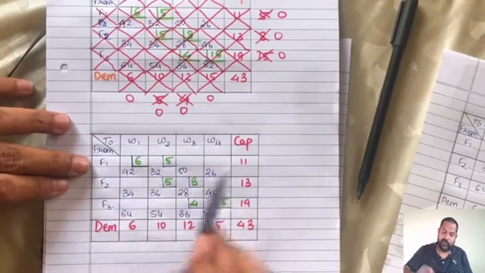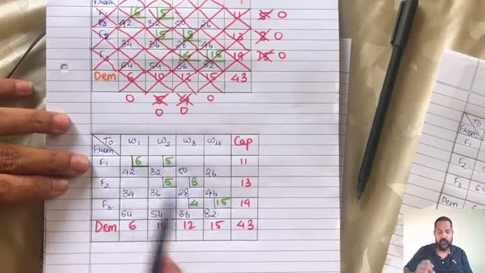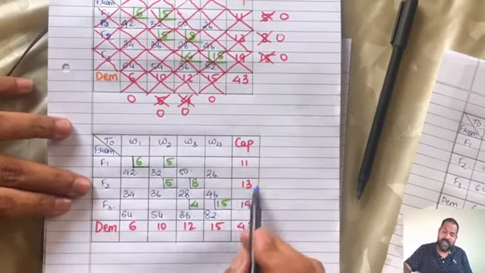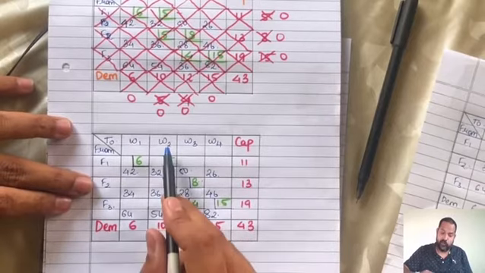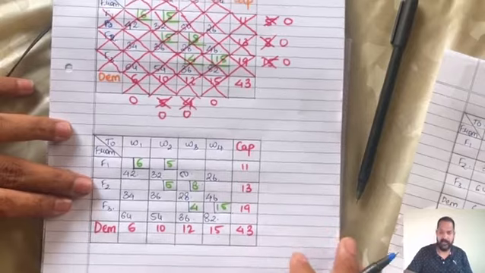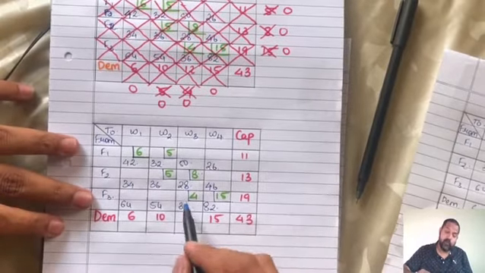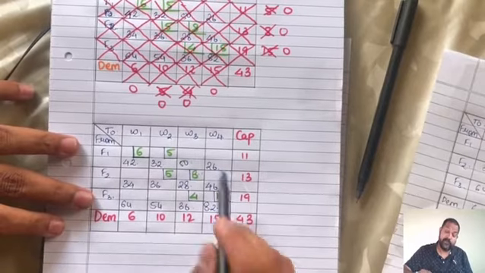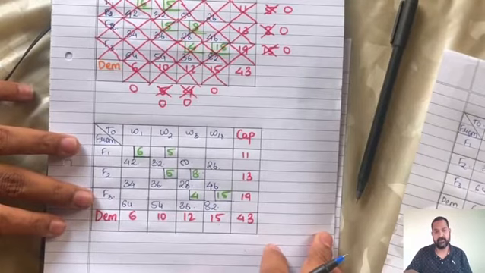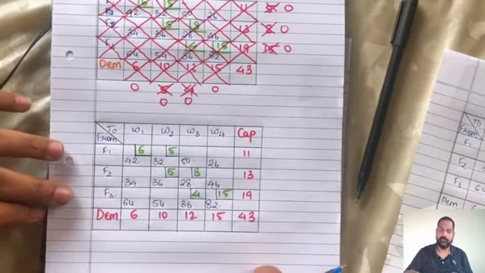F1 had a capacity of 11. 6 units it is giving to W1, 5 units to W2. 5 plus 6 is 11. Sorted. F2 has a capacity of 13. 5 units it is giving to W2, 8 to W3. 5 plus 8 is 13. Fantastic. And lastly, F3 has a capacity of 19. 4 units it is giving to W3, 15 units it is giving to W4. 4 plus 15 is 19. That's it. That is going to be your answer.